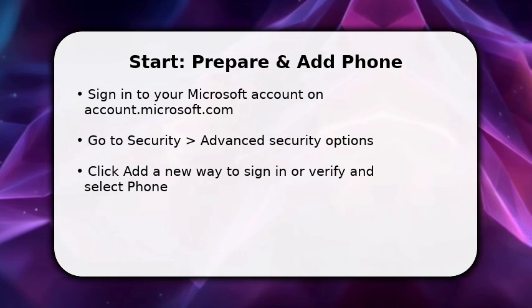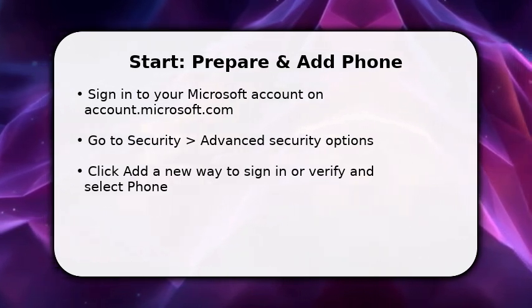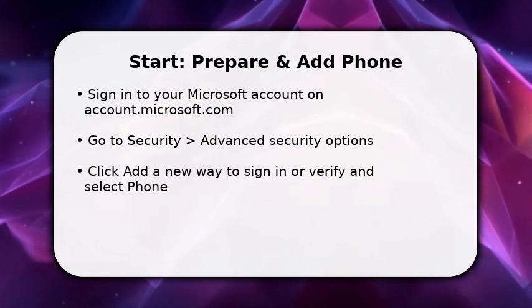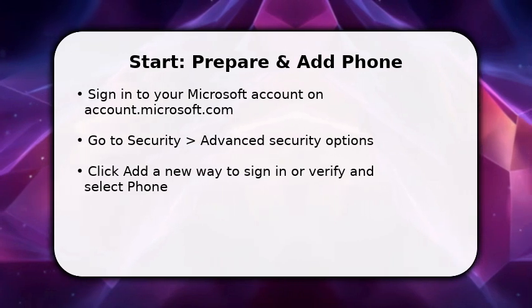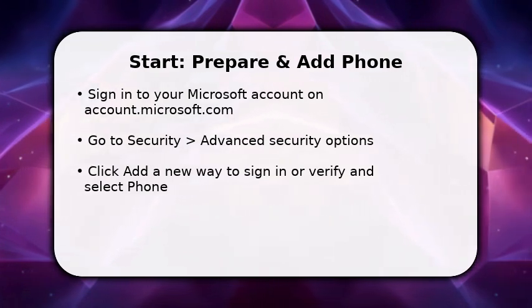After you submit the number, Microsoft will prompt you to choose SMS or call. Select SMS for speed unless you prefer voice. You'll receive a 6-digit code by SMS or automated call.